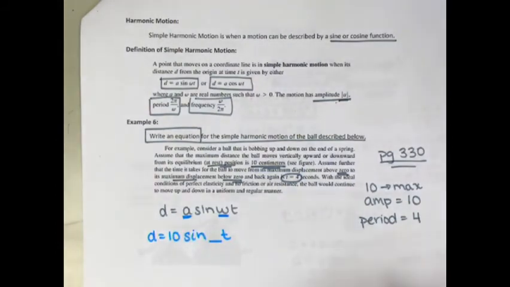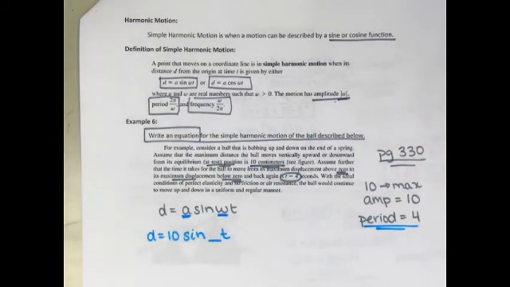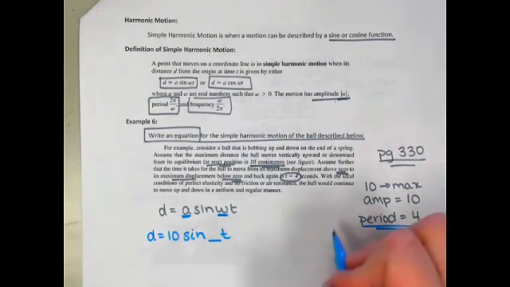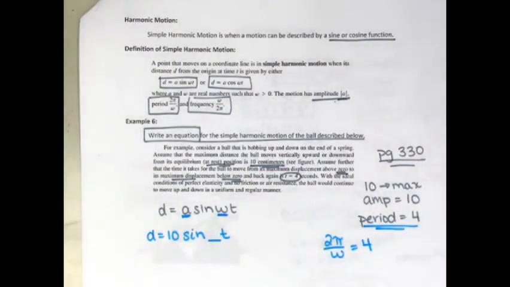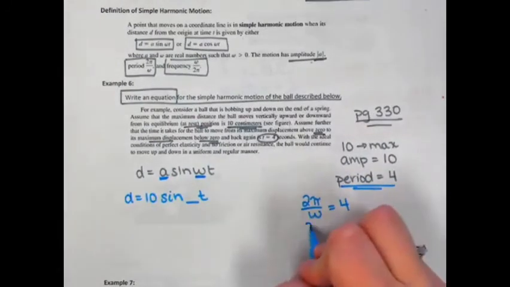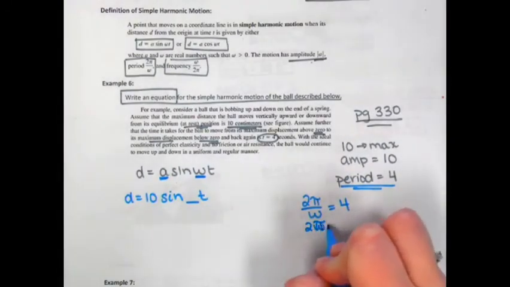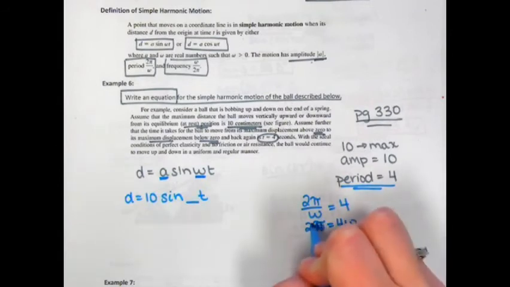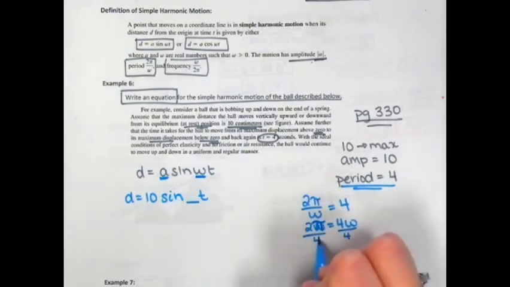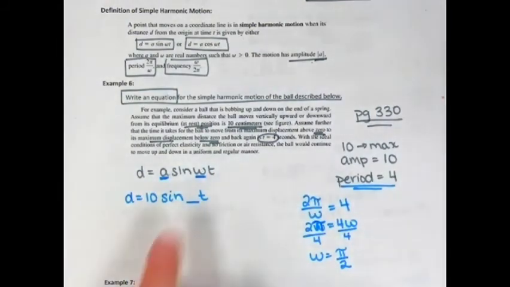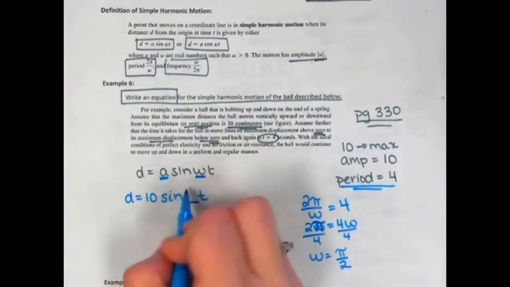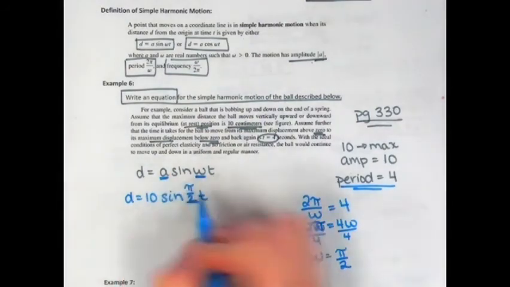What do we know? We were given the period, and what do we know about a period? It is found by 2 pi over w equals 4, right? Can you guys solve for w? How do I solve for w? Multiply it over, so 2 pi equals 4w, and then divide by 4. So w would equal pi over 2. So now do I have my w? Yeah, which is pi over 2.